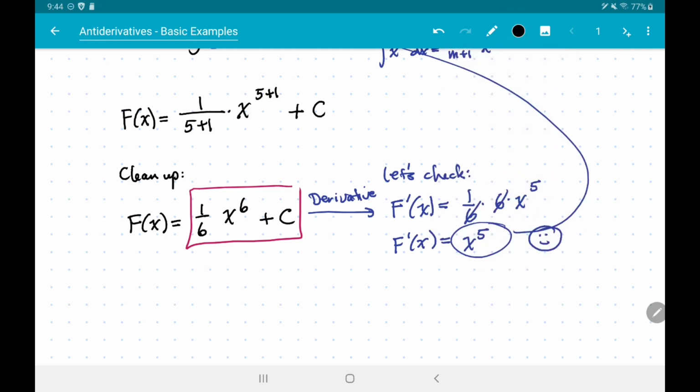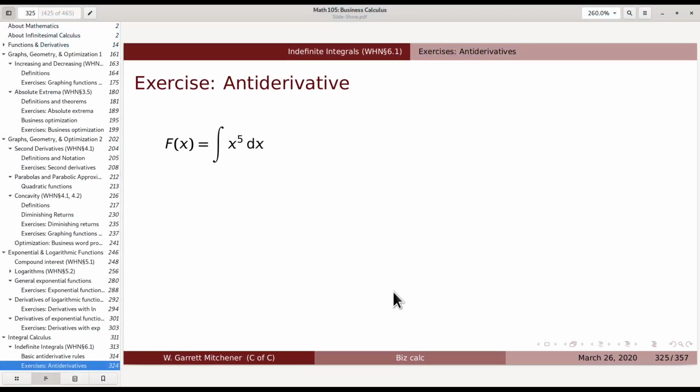Okay, let's do another example. Suppose we have a function big G of x that's supposed to be the indefinite integral of 8x to the 5th dx. Take a minute and see if you can figure out what to do with this one.